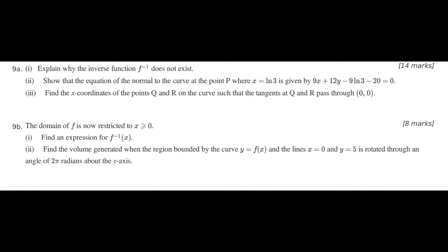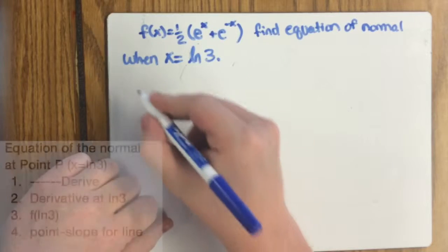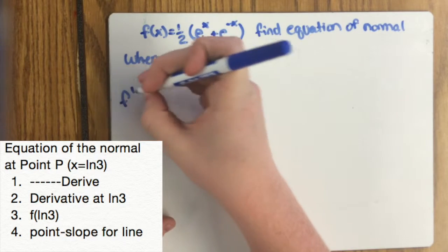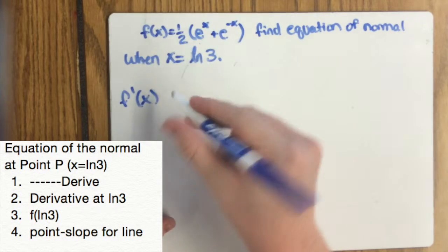In the second part of this problem, we are asked to show that the equation of the normal to the curve at the point where x is equal to the ln of 3 is given by 9x plus 12y minus 9 times ln of 3 minus 20 equals 0. To do this, we will need to start by taking the derivative of our original function.